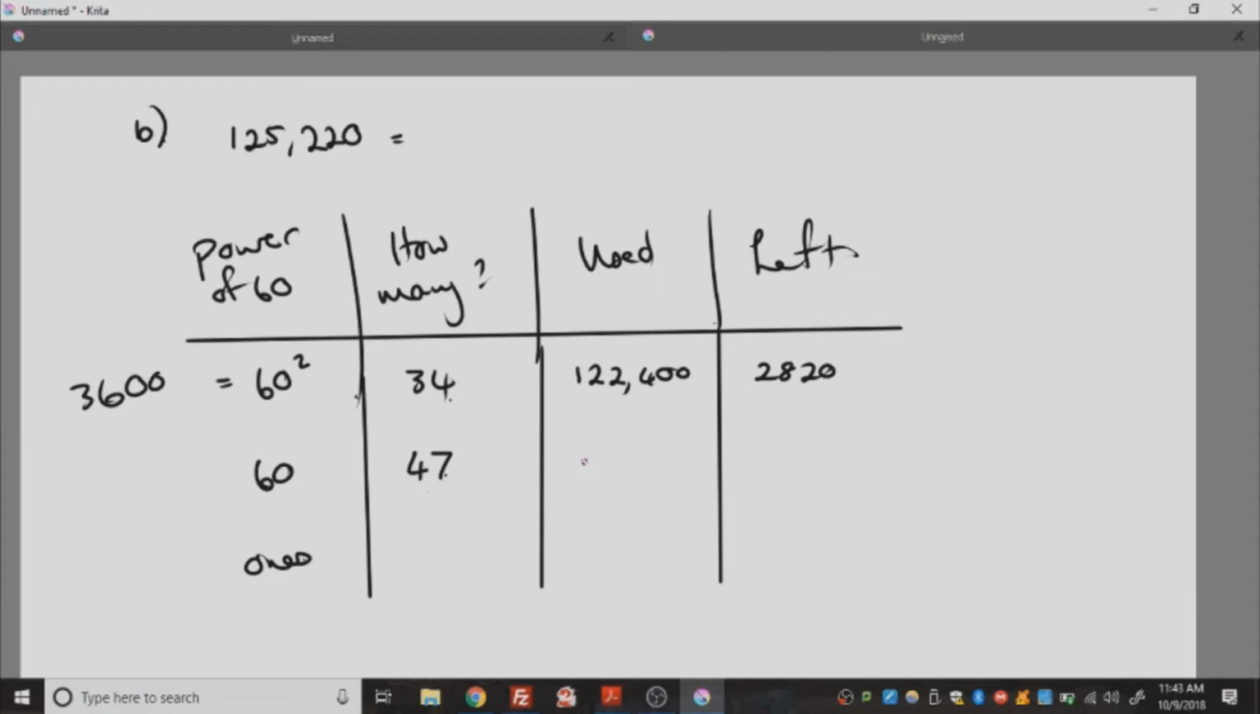And that is 800 and? Oh, it's exact? Oh, sweet. So I have nothing left. There are no ones, none used, none left. But I do have to consider it because I have 3 places. So 34 groups of 60 squared, 47 groups of 60, and nothing left.